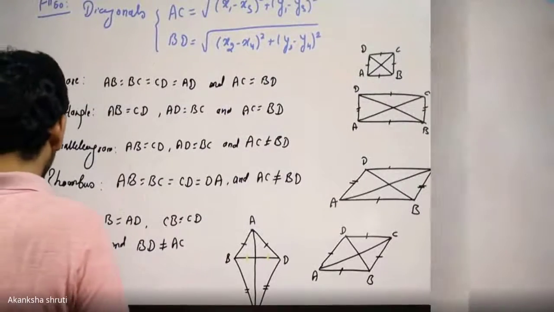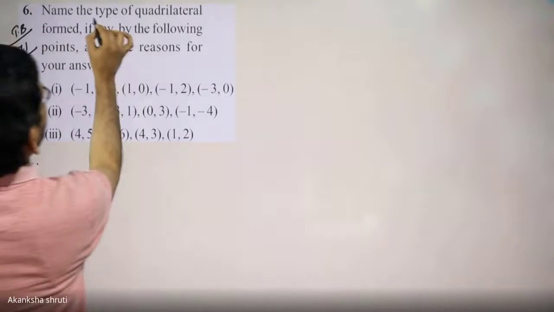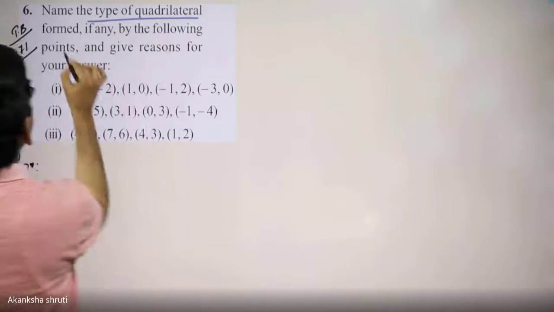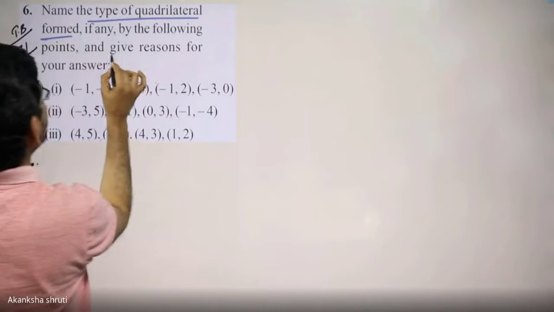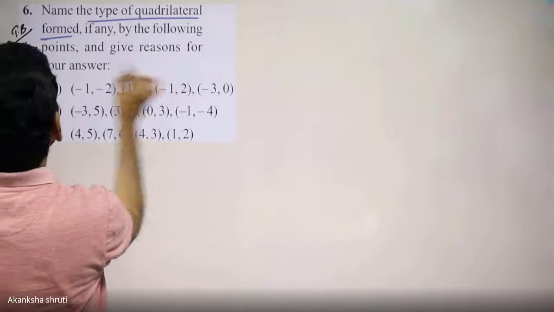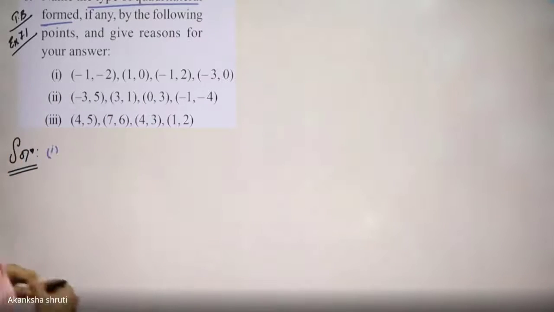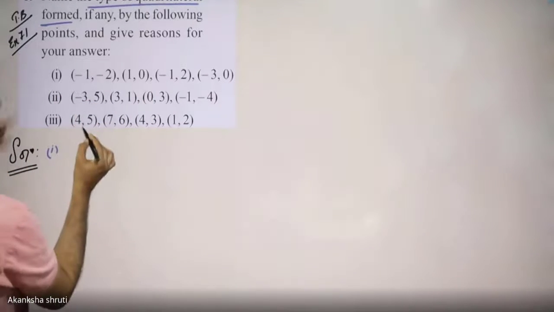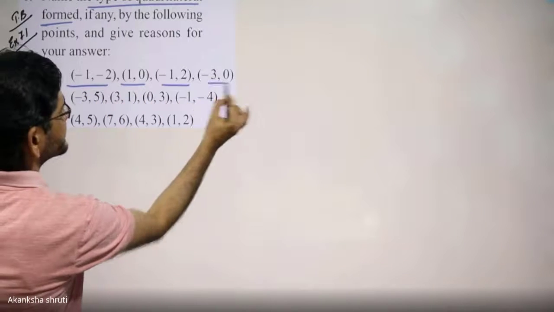Let us take a few questions. Let us take question number 6 from our textbook. Name the type of quadrilateral formed, if any, by the following points, and give the reason for your answer. Students, these 4 points are given. Let us consider the first example where we are given these 4 coordinates.